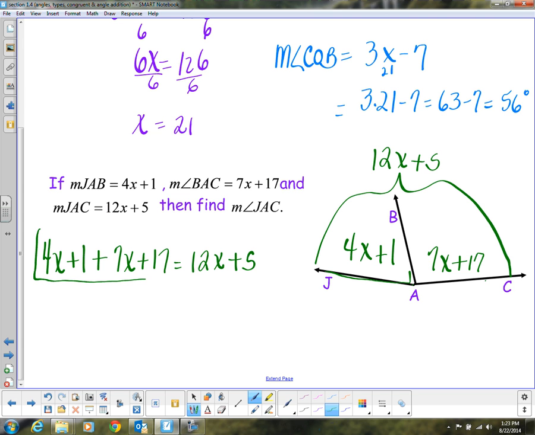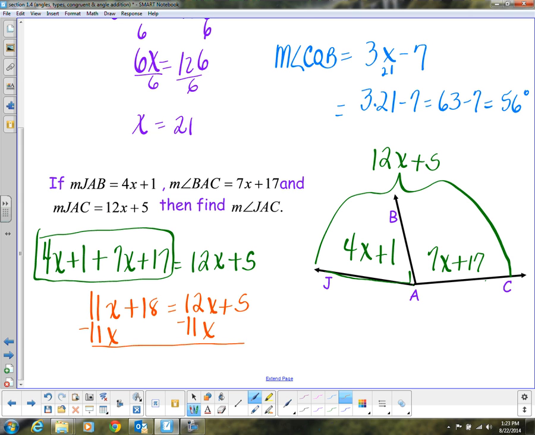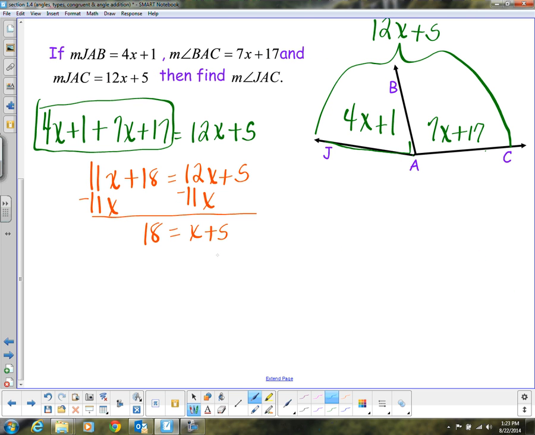So again, this is one side of your equation. You've got to combine like terms before you start to move things. So that's going to be 11x plus 18 is equal to 12x plus 5. I'm going to subtract 11x from both sides, at which point I'm going to end up with 18 equals x plus 5. Now to solve further, I'm going to subtract 5, and I'm going to have x is equal to 13.